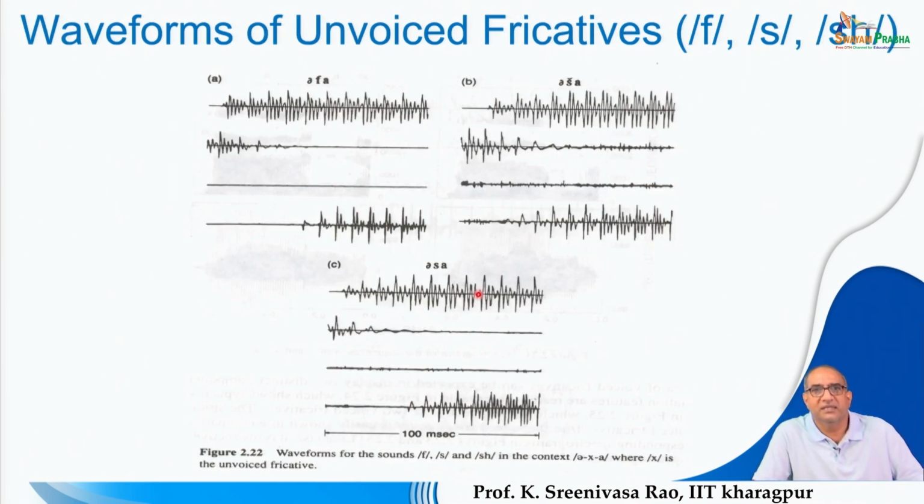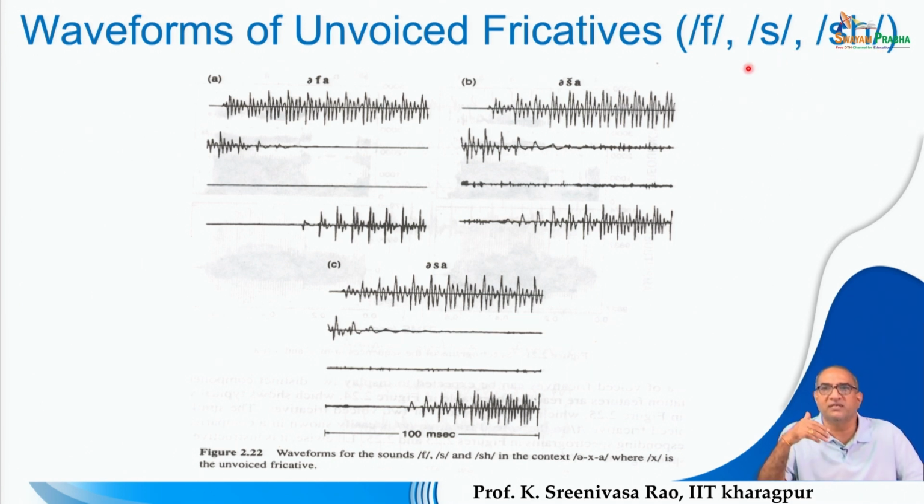Then we move on to the next group of sound units. They are known as fricatives, and here again there are two types: voiced fricatives and unvoiced fricatives. We know that fricatives are produced due to the presence of a narrow constriction in the oral cavity at different positions. Here, the example of three unvoiced fricatives was shown: fa, sa, sha.